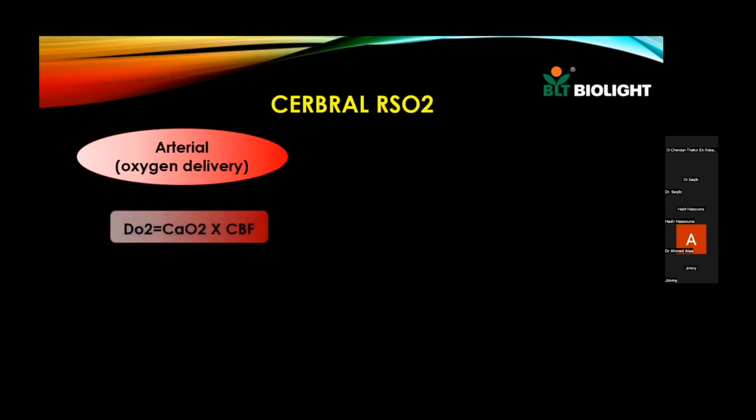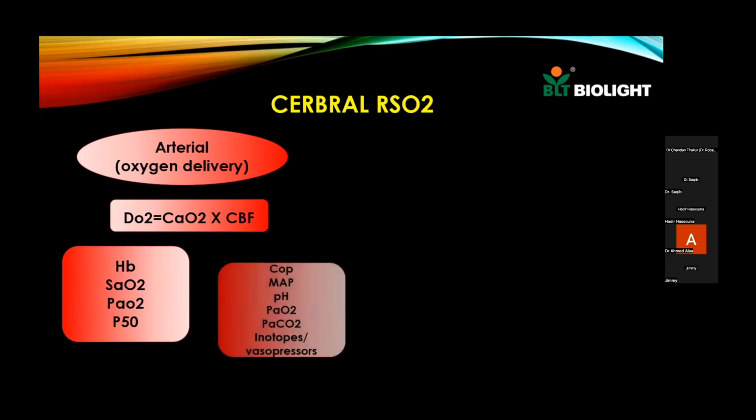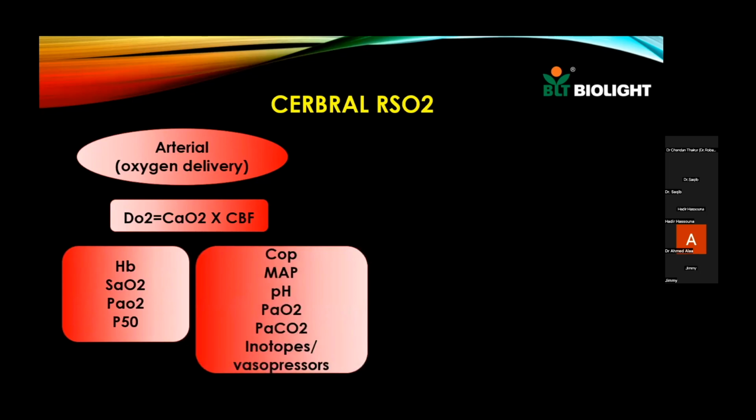The arterial oxygen delivery depends on arterial oxygen content multiplied by the cerebral blood flow. Arterial oxygen content depends on the hemoglobin, saturation, partial oxygen pressure, and the P50 of the hemoglobin. While cerebral blood flow depends on the cardiac output, mean arterial pressure, pH, and the partial pressures of oxygen and CO2, and the use of inotropes and vasopressors will also affect the cerebral blood flow.